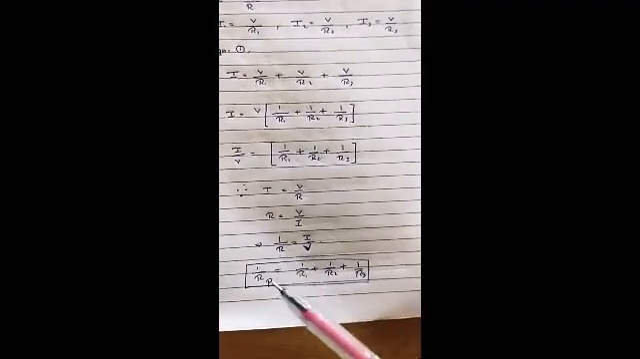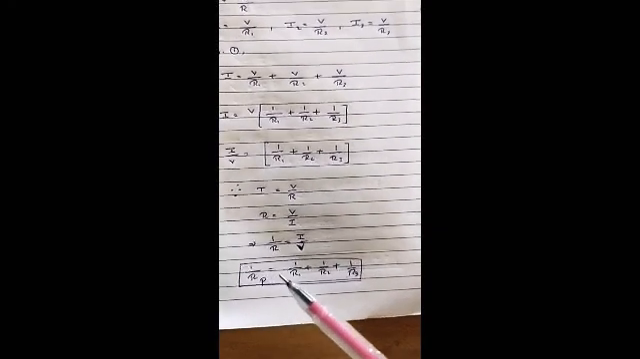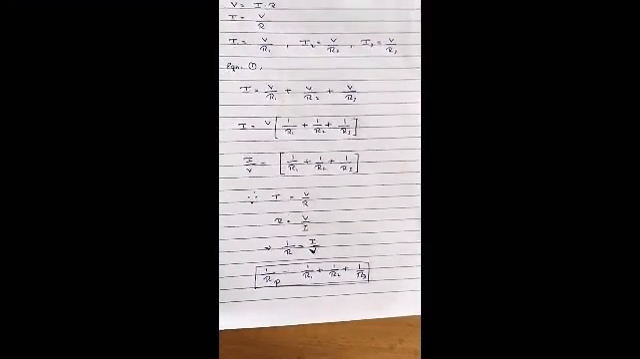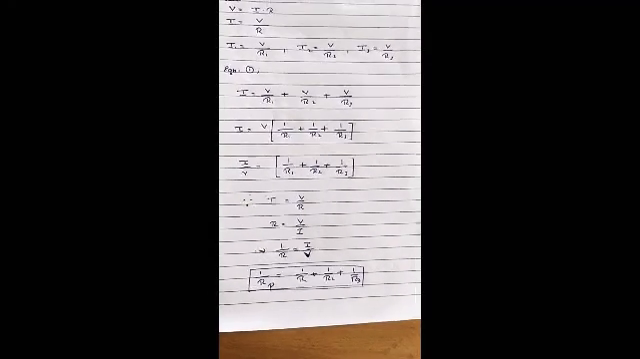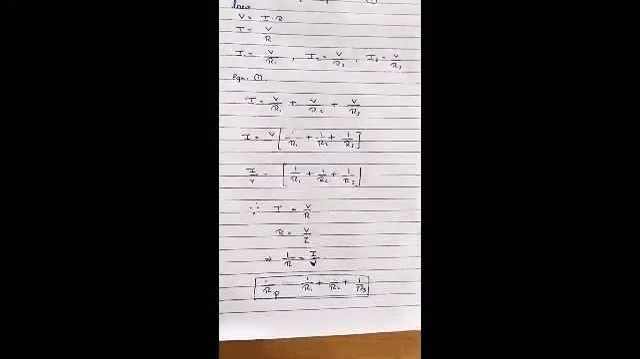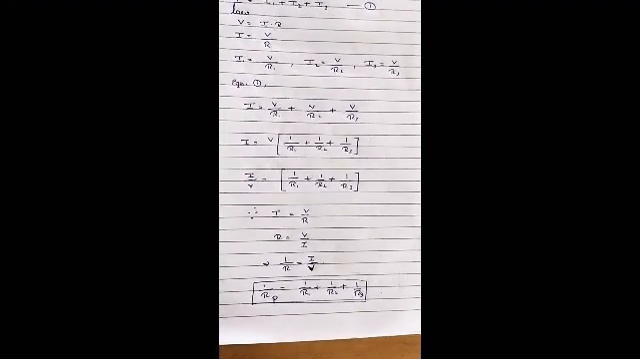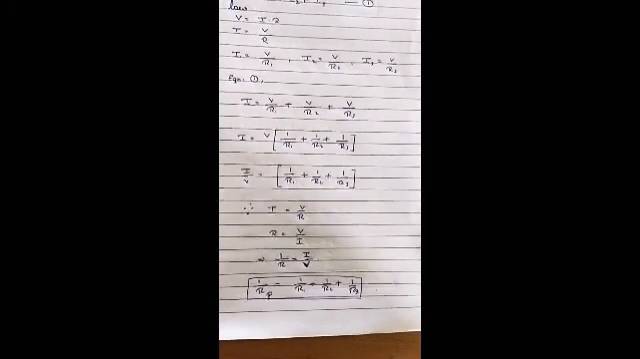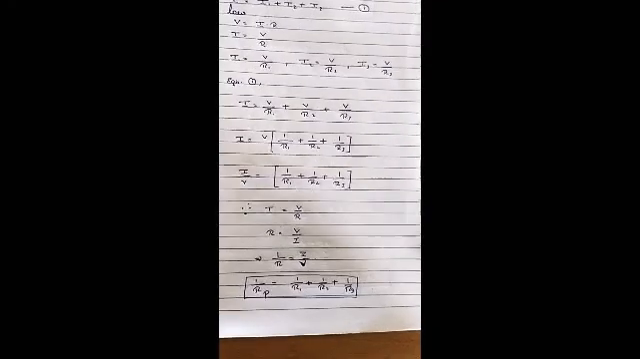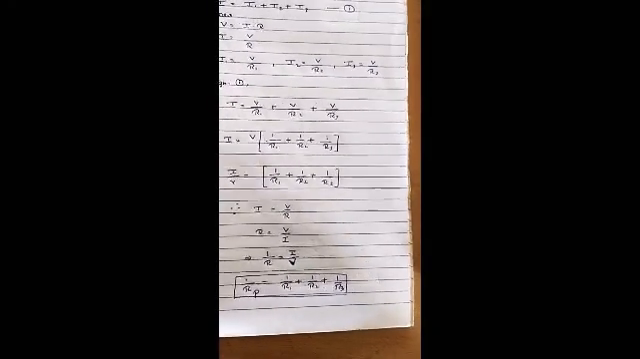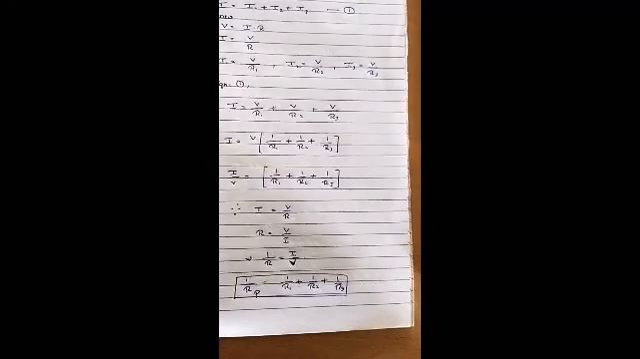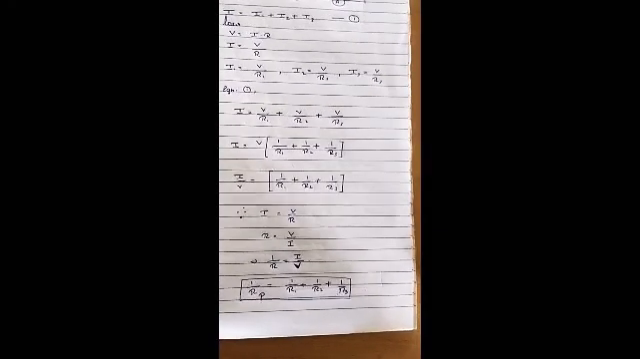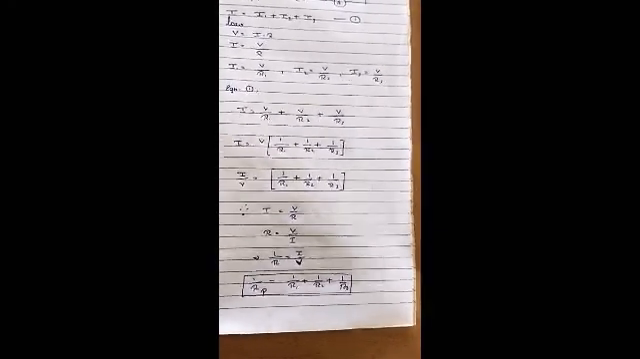Here the resistors are connected in parallel, so we can represent 1 by Rp is equal to 1 by R1 plus 1 by R2 plus 1 by R3. Finally we conclude that the reciprocal of the equivalent resistance in a parallel connection is equal to the sum of the reciprocals of the individual resistances, that is 1 by R1 plus 1 by R2 plus 1 by R3. Here 1 by Rp is the reciprocal of the equivalent or parallel resistance. This is the final expression for resistors connected in parallel.